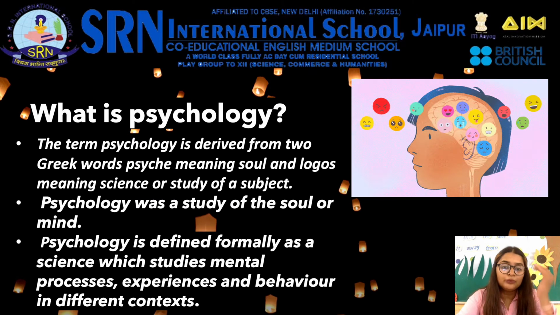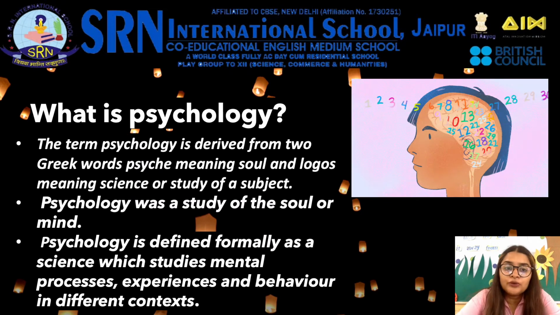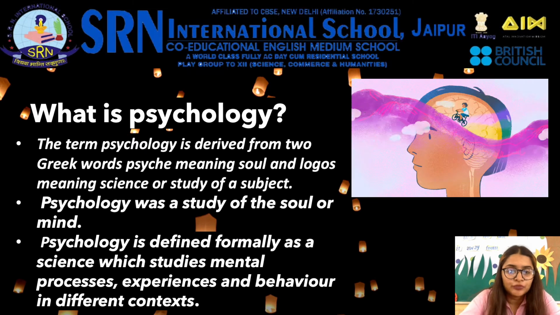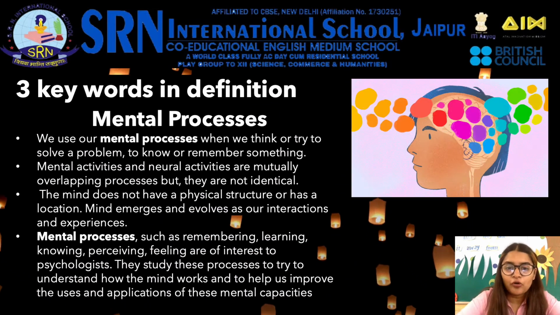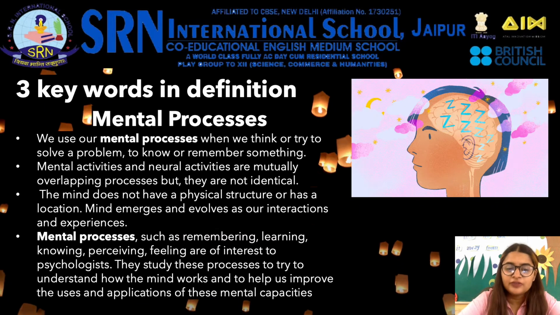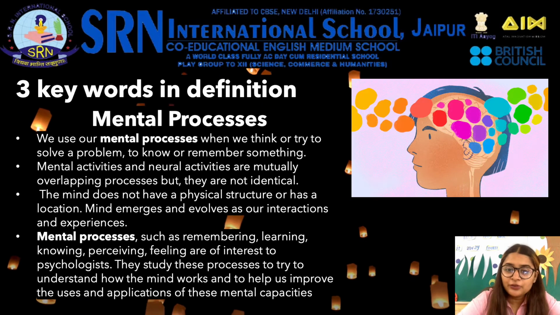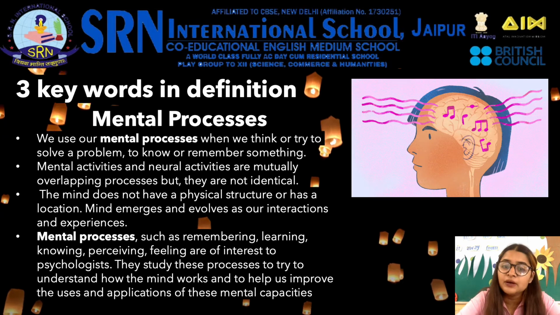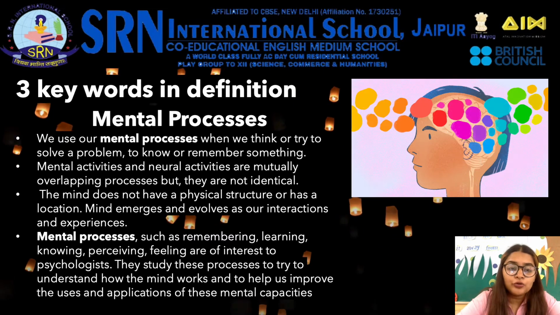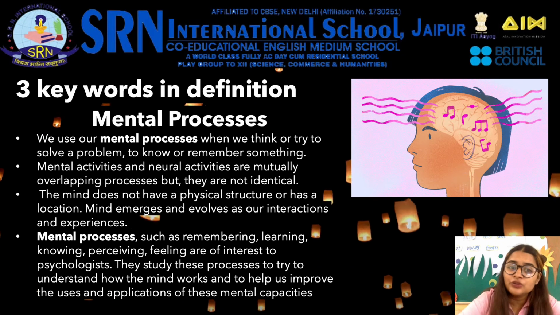Alright, so now let's move on to the next topic, and in that I am going to explain the definition in more detail. So let's start with that. The definition of psychology consists of three key words. First of them is mental processes. We use our mental processes when we think or try to solve a problem, to know or remember something. And I am going to tell you about two things. First is mental activities and the second one is neural activities.